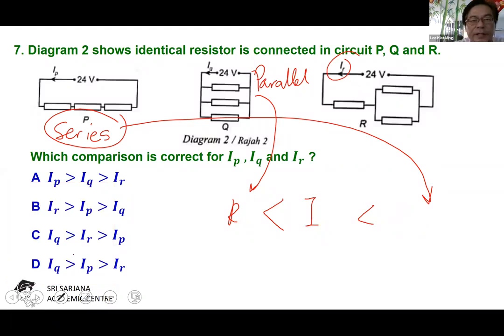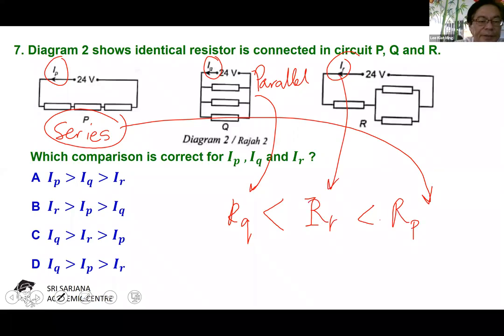So I'm going to write again. This is Q, then it's the resistance for circuit Q. This is P, then it's the resistance for circuit P. And this one in the middle, I guess, is an R. Okay, this is the one.